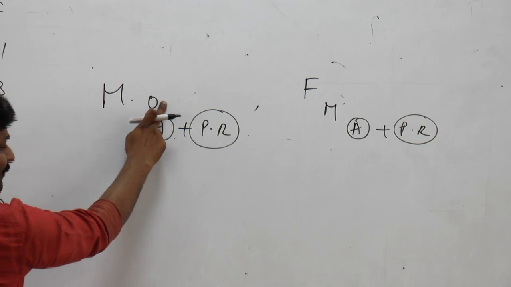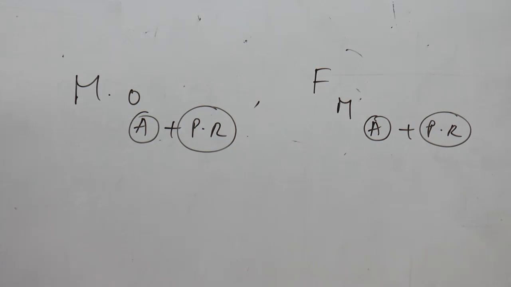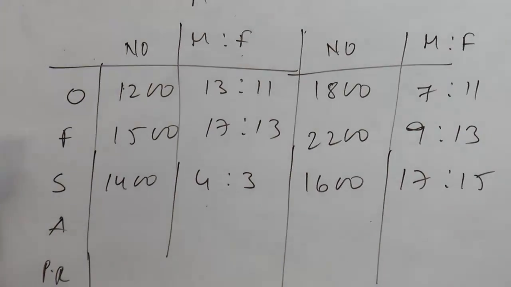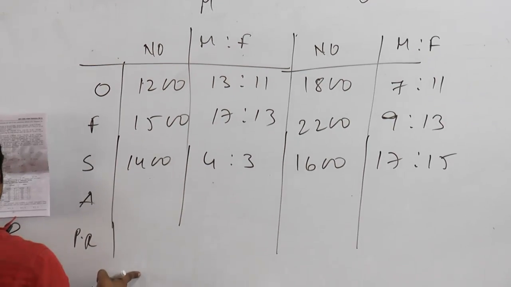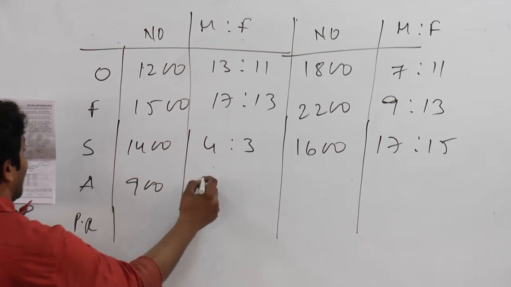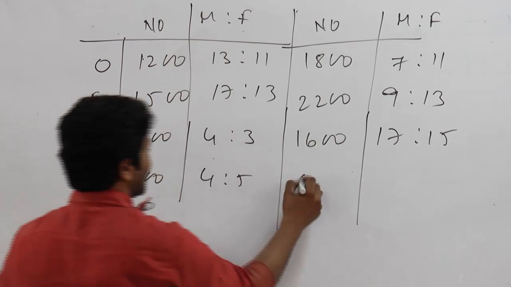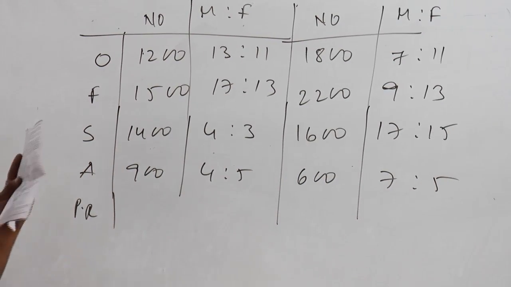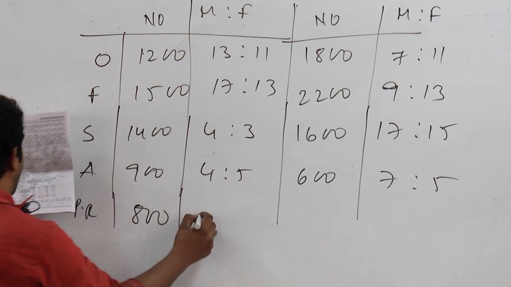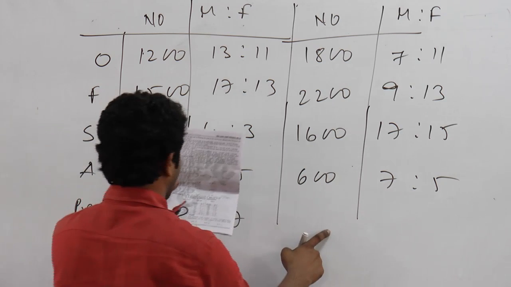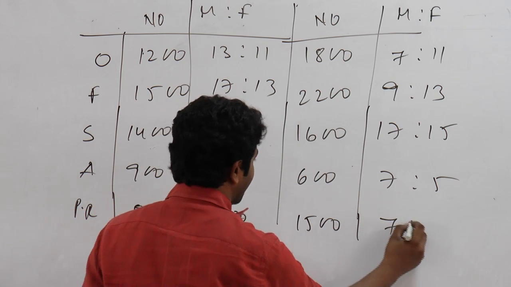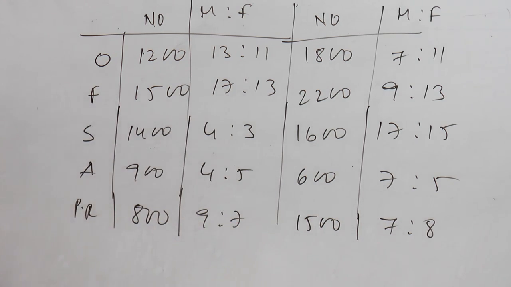Male officers, advertisement, PR. You already have advertisement? No. Advertisement and then PR. Managers, advertisement, 900, 4:5; officers 600, 7:5. PR, managers 800, 9:7; officers 1500, 7:8. Now first, male officers.